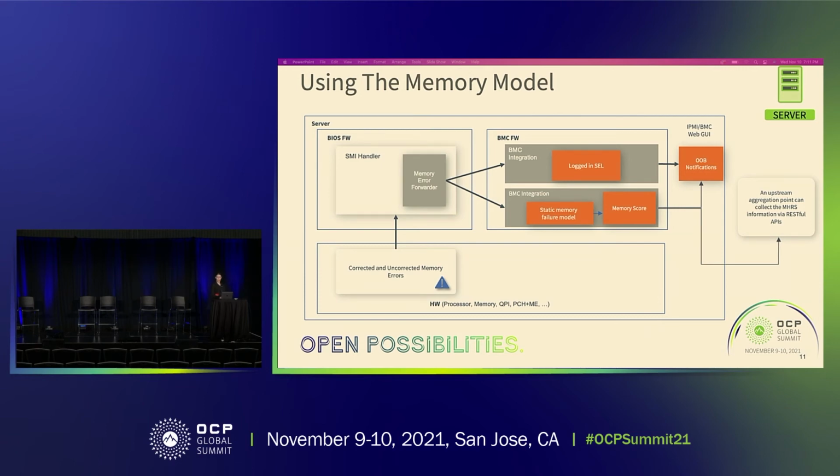So at all times, the operating system can make educated decisions on, should I stop using this memory for these workloads? Should I offload some things? Everything like that improves from there as well.